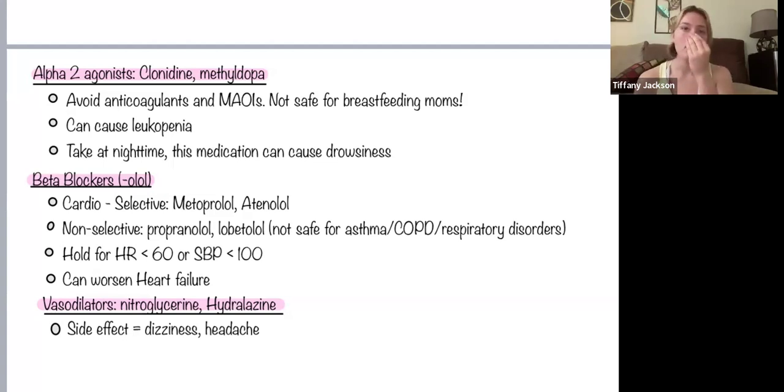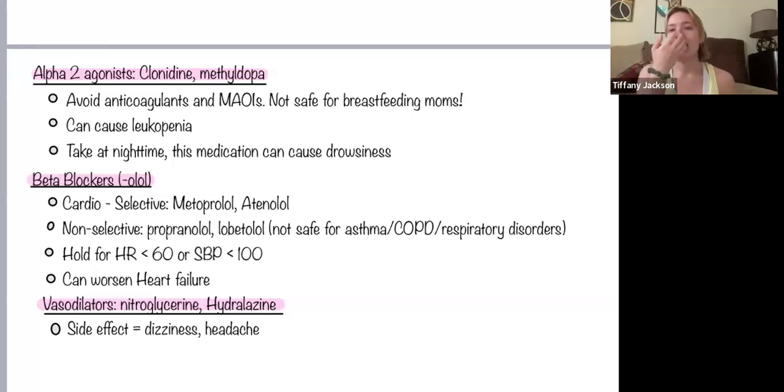Okay. Always, always, always check your heart rate and blood pressure before giving these medications. Most often for cardiac medications, they will have parameters, hold for heart rate less than 60 or systolic less than 100. Beta blockers can worsen heart failure. That's why our ACEs and our ARBs are the gold standard drug of choice for heart failure.